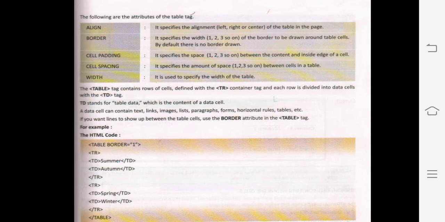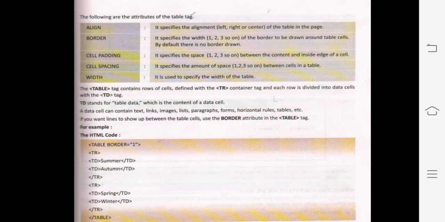Cell padding is the space between the cell boundary and its contents. Content means the text, the alphabets or digits we have entered in a particular cell. A cell is a rectangular portion of the table. So we can say the space between the contents of the cell and its boundary is known as cell padding. And cell spacing means the space between the different cells. The space that comes between our different cells is known as cell spacing. The cell spacing and cell padding can be changed as per the requirement.